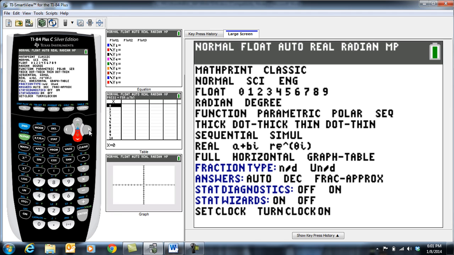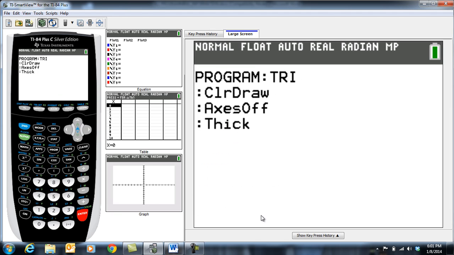I'm going to hit enter. Okay, so that means I'm telling it I want it to have a thick graph. I'm hoping that does what I want it to do. We'll find out. Now we're going to hit enter, so we can set up our new line of code, and the next thing we're going to do is set up our window.